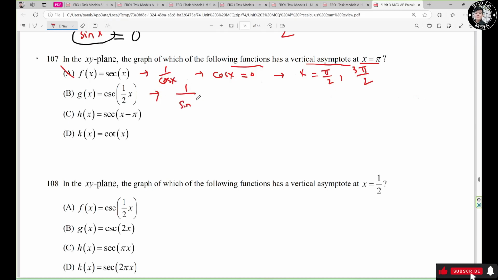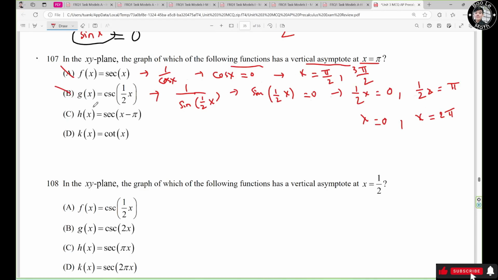Now the second one, you're going to do the same thing. So 1 over sine of 1/2 s. Now you let the denominator equal 0, so you have sine of 1/2 s equals 0. So then 1/2 s equals 0, or 1/2 s equals pi. Now multiply both sides by 2, so s equals 0, or s equals 2 pi. This is wrong, so the answer B is wrong.